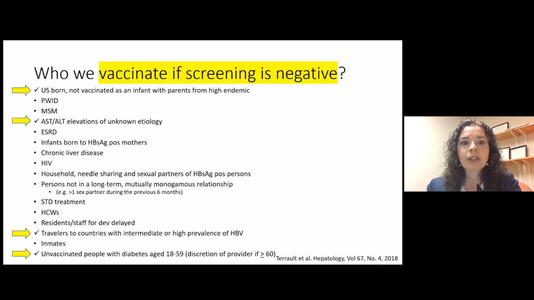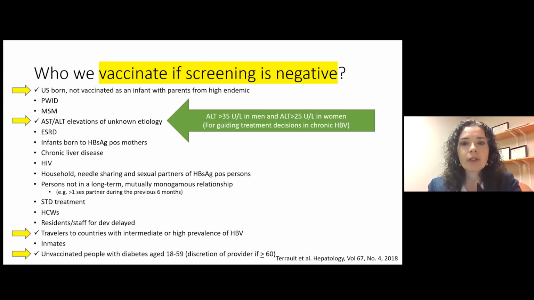Again, just a reminder, these are the list of patients or groups that should be vaccinated if you screen them, and this was listed on the prior slide. I'm just going to highlight the few that I think are more common. Again, US born, but their parents from a high endemic area, AST, ALT elevations of unknown etiology, those who travel to countries with a higher intermediate prevalence of hepatitis B, and then unvaccinated people with diabetes who are aged 18 to 59 are someone you should consider.